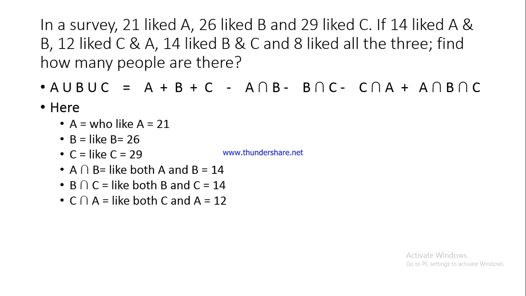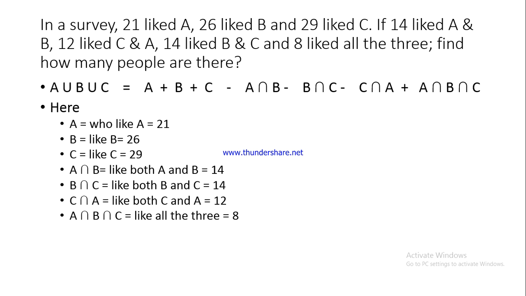and C. Basically this means this would be the intersection of A, B and C. A intersection B intersection C, number of people who like all the three, A, B and C. The value comes out to be 8. The value has been given as 8.